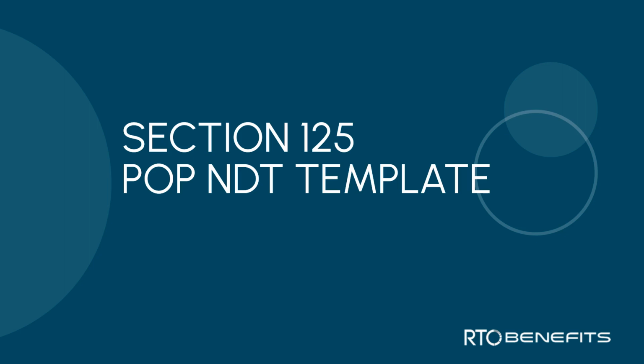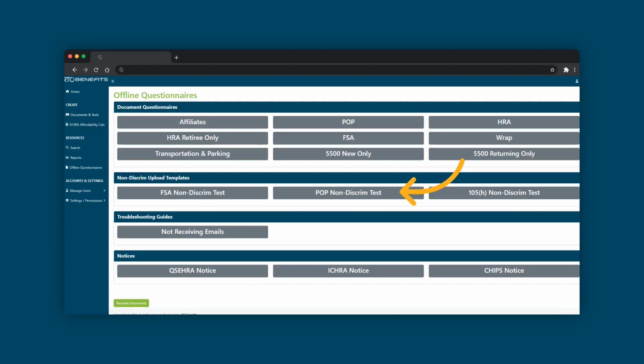This guide will walk you through filling out the Section 125 POP Non-Discrimination Testing Template. It covers how to navigate subjective questions, data explanations, and answer types to ensure accuracy and compliance. Navigate to the RTO Benefits website to download the Section 125 POP Non-Discrimination Test Template.